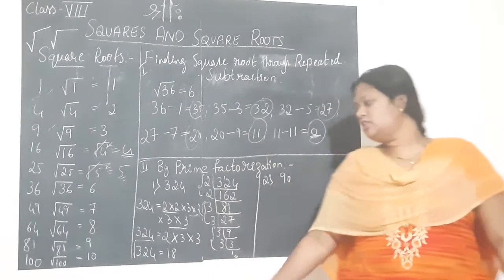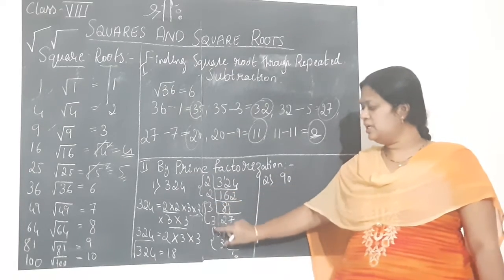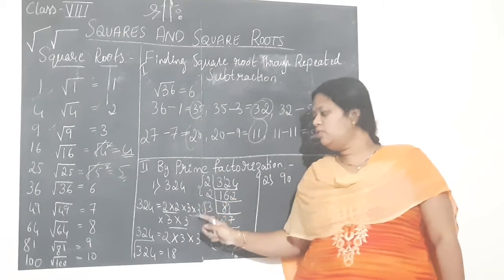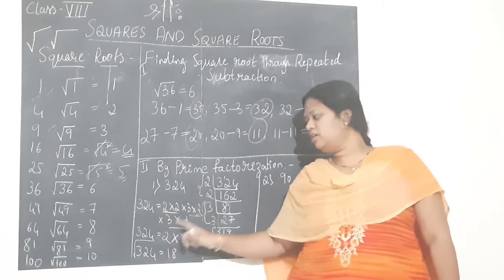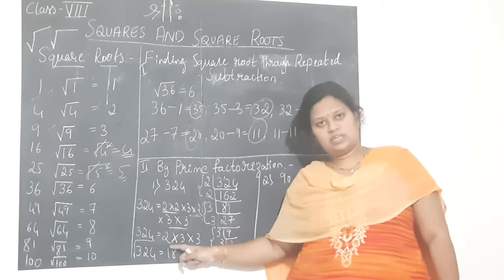After doing this prime factorization method, grouping is important, children. After doing grouping, these two terms should be written once. 2 into 2, 2 square can be written as 2.